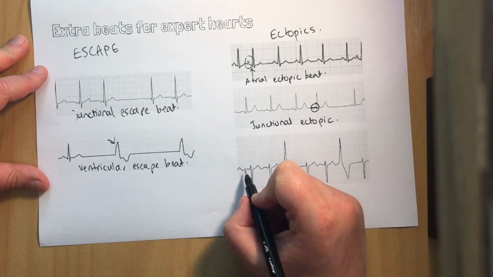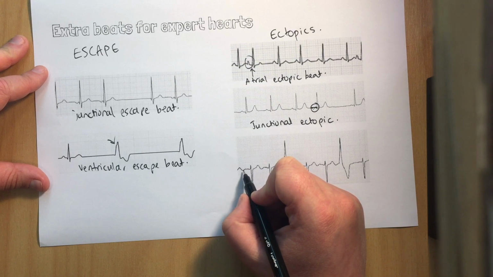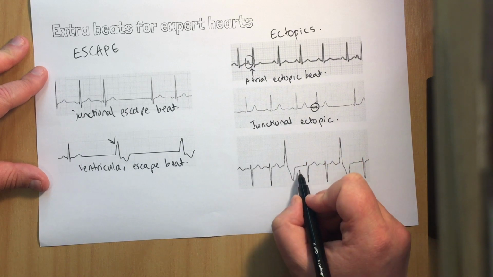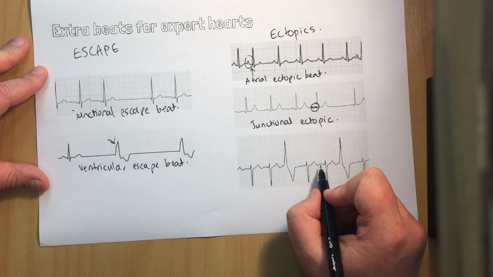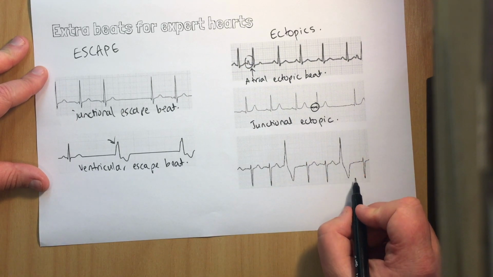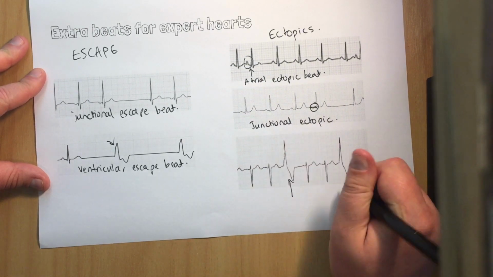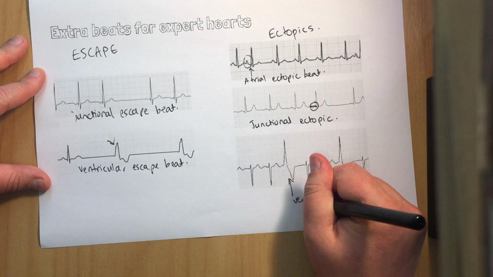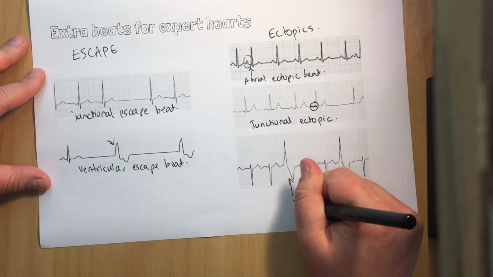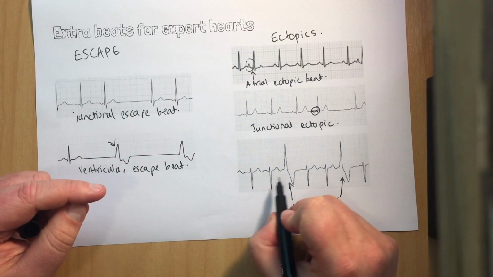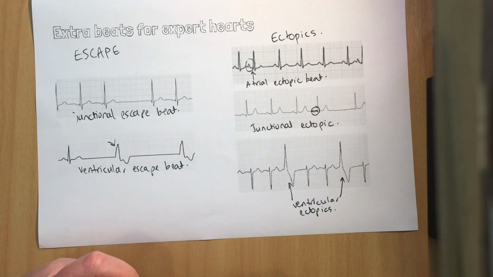All right, and so this one has got normal, normal. Oh, here's this big weird one, bit of a gap, normal, normal. Oh, another big weird one and a wee gap. So these are ventricular ectopics. We know they're ventricular because they're wide and weird looking. They don't look like your normal QRS complex.